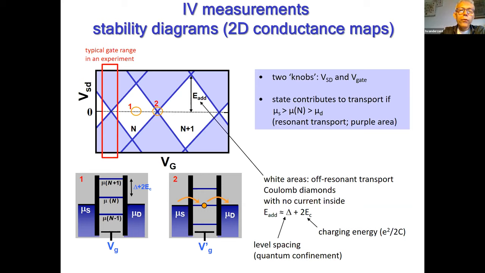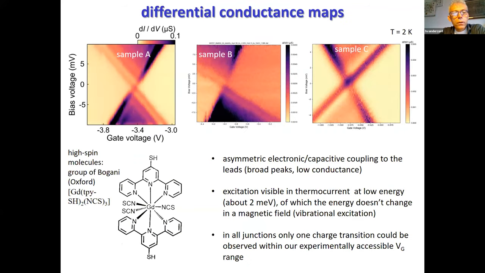But then if you move either in gate voltage or in bias voltage, you can go to the blue regions. And in the blue regions, you are on resonance. And then there is a state within the bias window, and you have a high current. So this is a very standard way of doing basically spectroscopy, or to characterize your devices, and you can get a lot of information out of these plots. So this is then the molecule and some of the measurements that we have done.